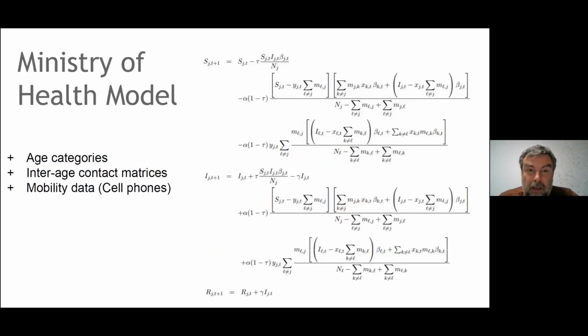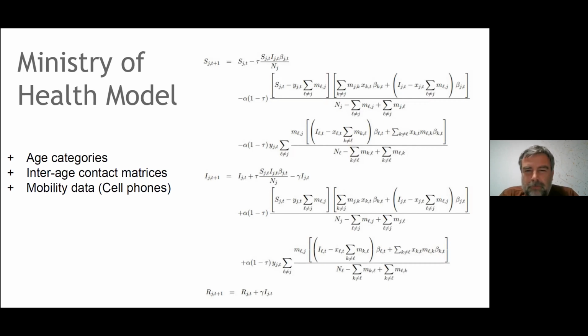So for Slovakia, we had this model of the Ministry of Health. That model was originally not very complicated, but in some way they let me advise them, and we ended up with pretty complicated stuff, which takes into account the age categories, inter-age contact matrices, and we also had access to mobility data, so we knew how many people were going from place A to B every day.